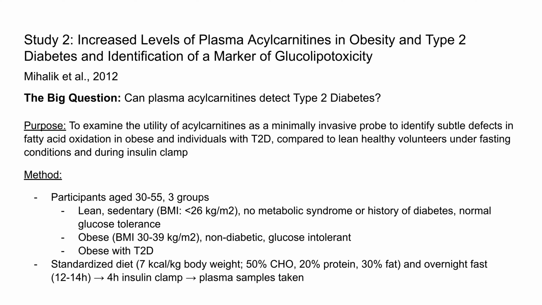Participants were put into 3 groups. The first group is lean, sedentary, with no history of diabetes, and with a normal glucose tolerance, measured by an oral glucose tolerance test. Second group is non-diabetic, obese individuals who were glucose intolerant. And the third group is obese individuals with type 2 diabetes. Researchers gave them a standardized diet composed of about 50% carbohydrates, 20% proteins, and 30% fat, put them on an insulin clamp after an overnight fast, and took plasma samples.